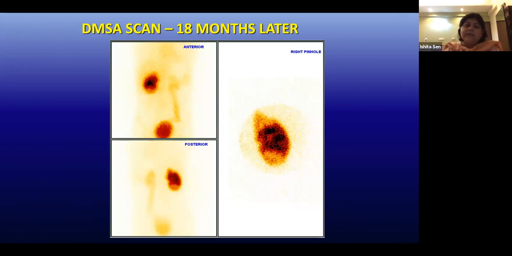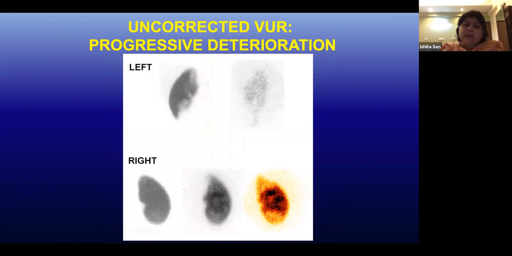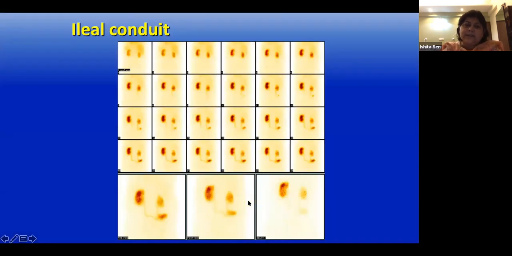Okay. So this is 18 months later, this DMSA scan showing the same thing. Again, in an uncorrected vesicoureteric reflux, you can use a DMSA to assess the progressive functional deterioration or organization of the scarring on a DMSA scan. So we'll come to the DMSA scan after this.